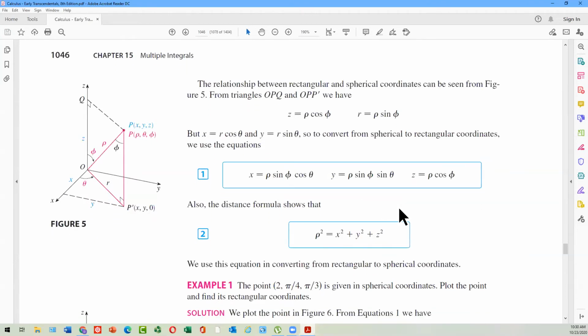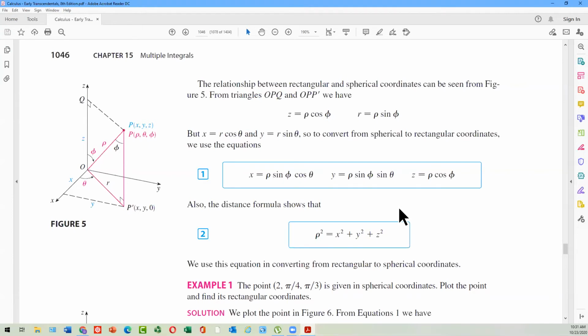Now the next one is kind of like the polar equivalent of conversions. Remember, in polar, x is r cos theta, y is r sine theta, and z is just z. In this case, x is rho sine phi cosine theta, y is rho sine phi sine theta, and z is rho cosine phi.